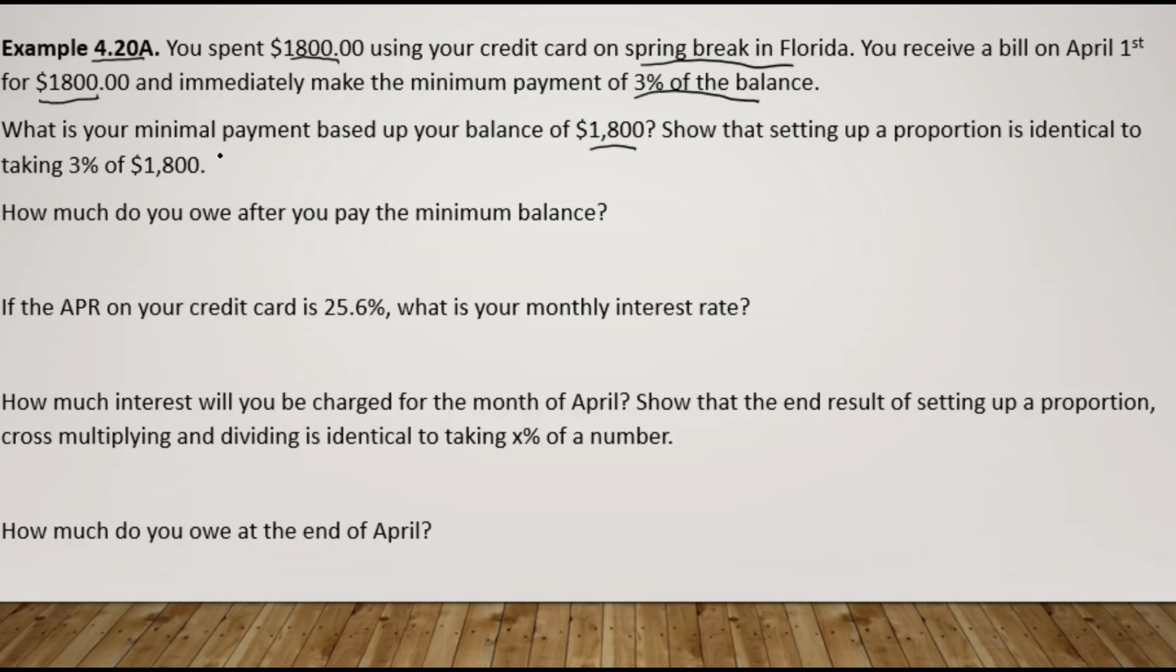So I am going to do this two ways, right? I owe $1,800 and you make a 3% minimum payment. So the two ways of doing that are, you can just say, I want to find 3% of $1,800. And you can certainly just put it in your calculator that way. Or if you like to work with decimals, you could put it in your calculator this way.